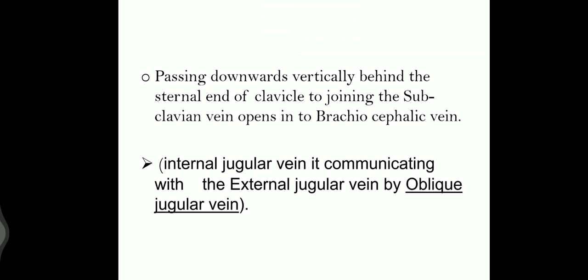It passes downwards vertically behind the sternal end of the clavicle to join with the subclavian vein and opens into the brachiocephalic vein. The internal jugular vein communicates with the external jugular vein through the oblique vein, which pierces the carotid sheath at the level of the neck.